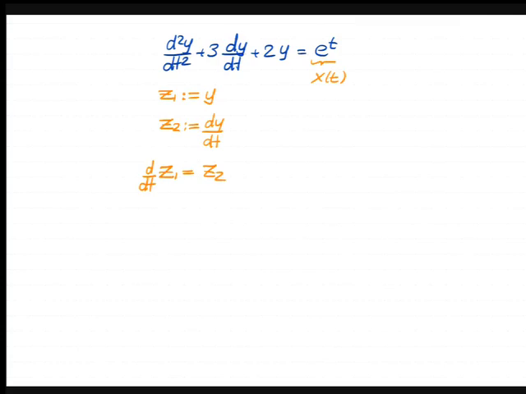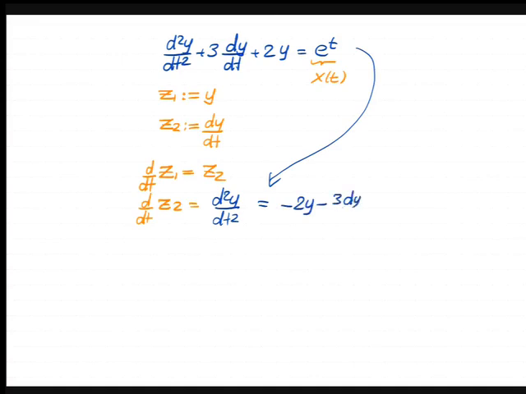The differential equation itself will come into play in writing the second state equation, d by dt of z2, because that is y double dot, the second derivative of y, right? d squared y dt squared, correct? And now using this equation, that is minus 2y minus 3 dy dt plus x of t. Agree?